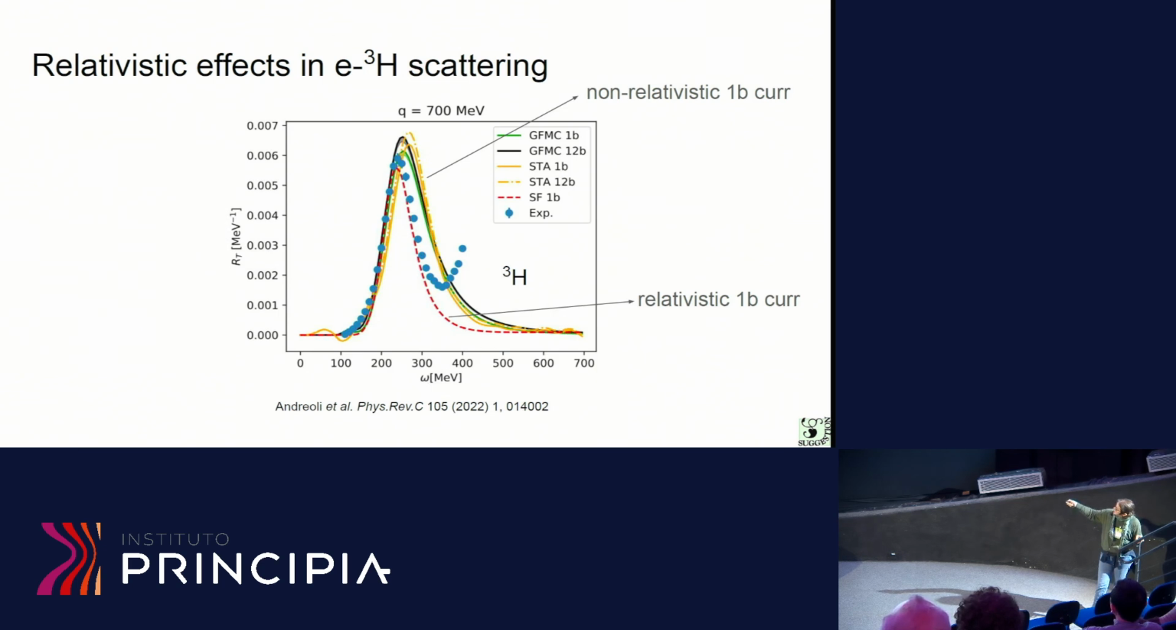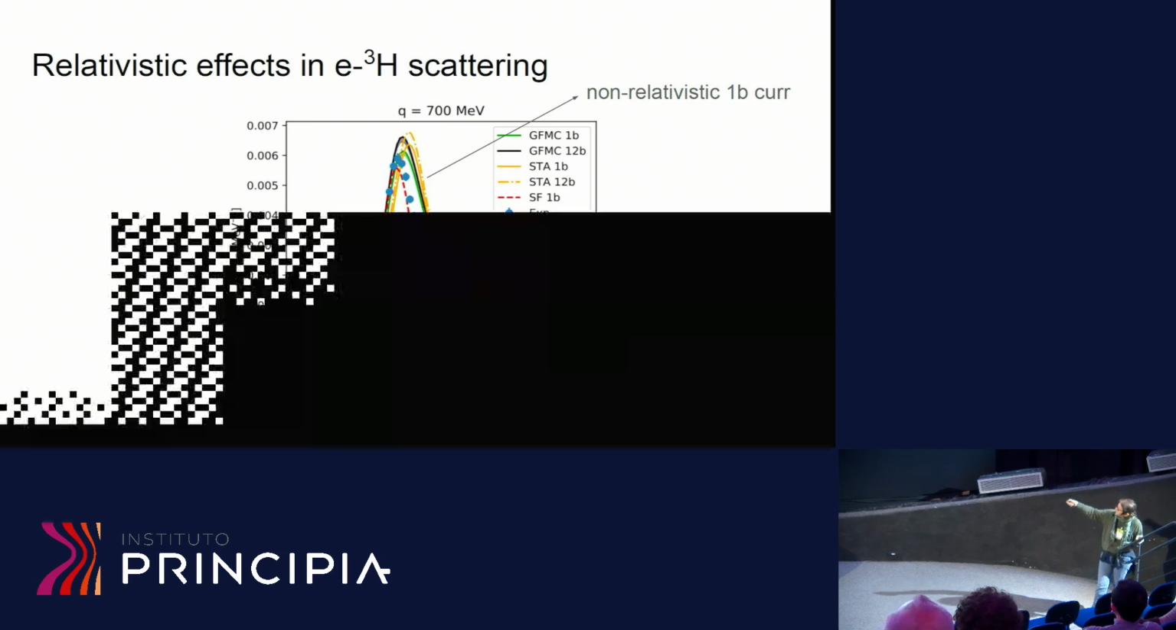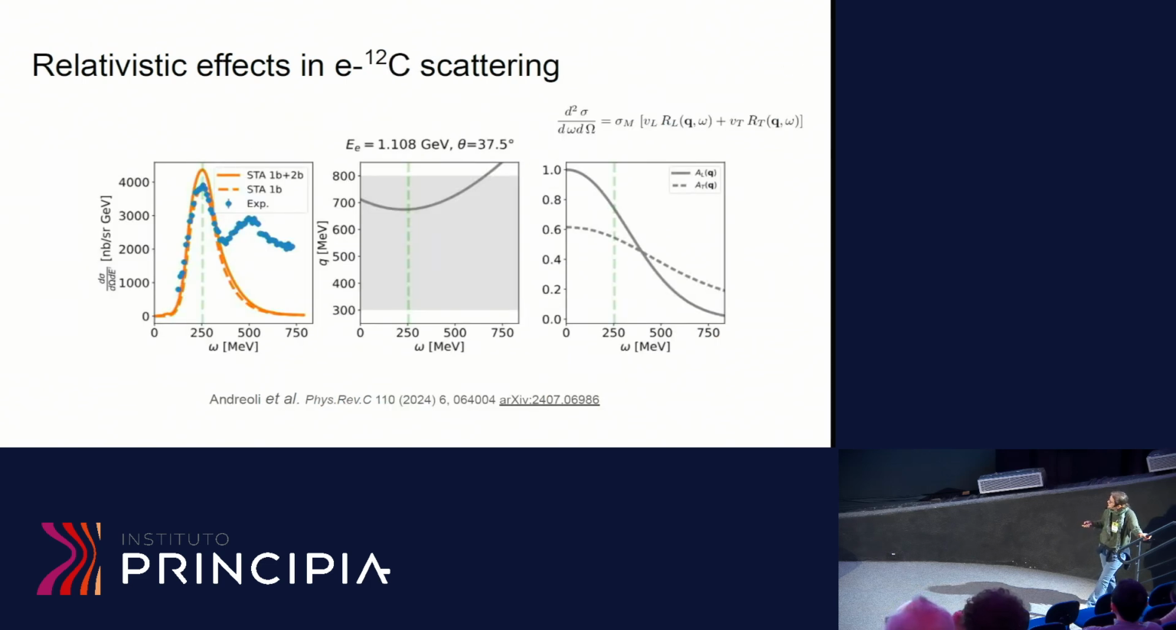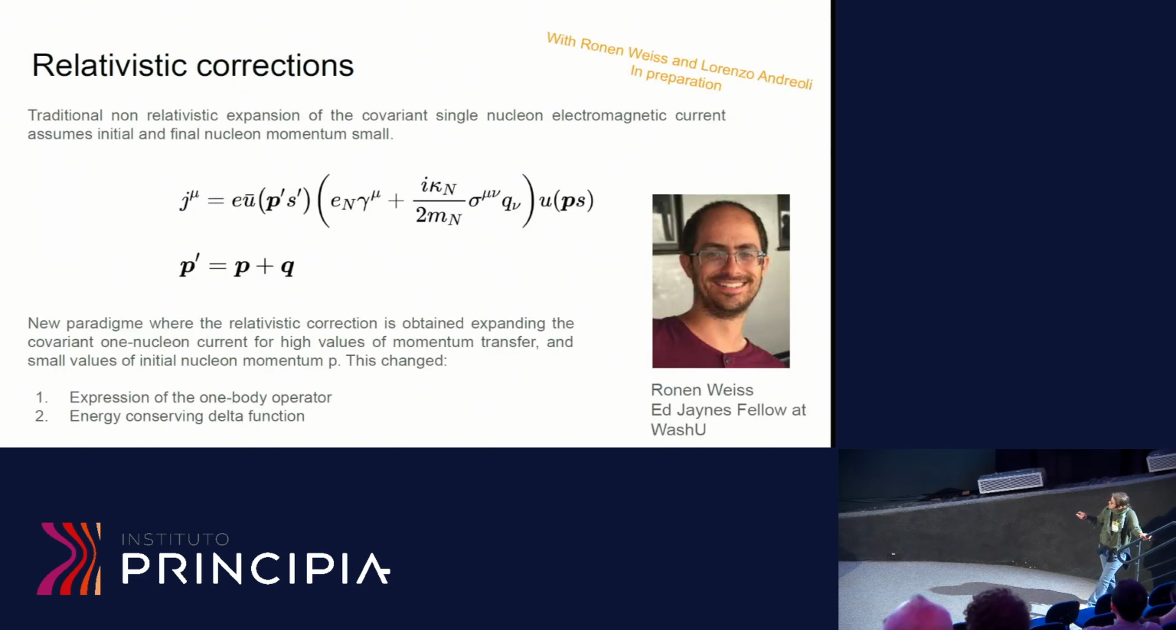But if you move to other kinematics, for example, a momentum transfer of 700 MeV/c, the short time as well as the Green's function Monte Carlo are non-relativistic, and are in black and yellow. They fail to reproduce the data, whereas a treatment based on the spectral function that includes a fully relativistic one-body current explains the data. So essentially, this figure is telling us that we need to incorporate relativistic effects. And this is work done with Ronen Weiss.